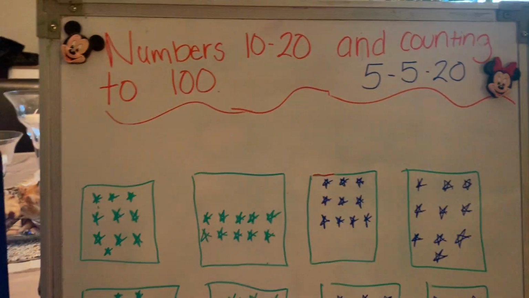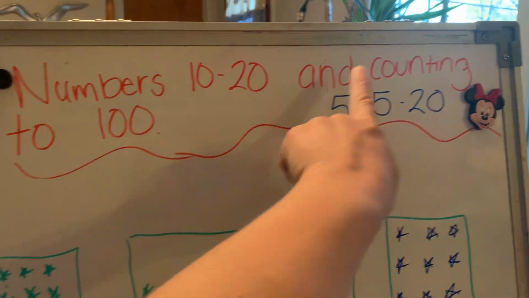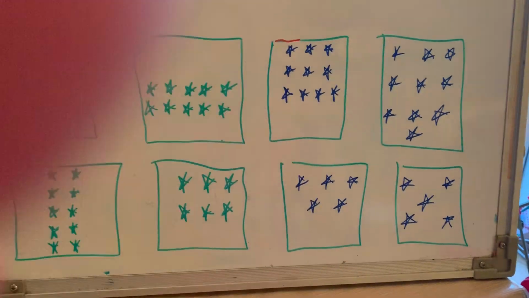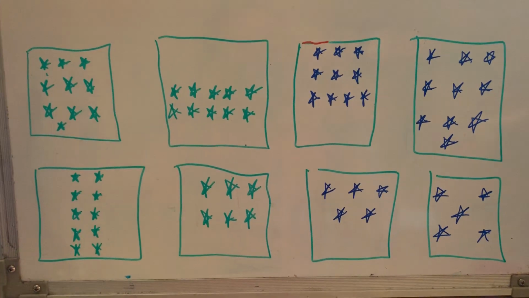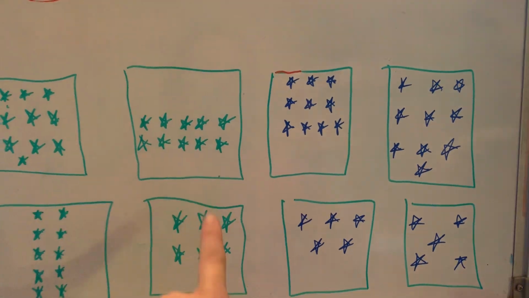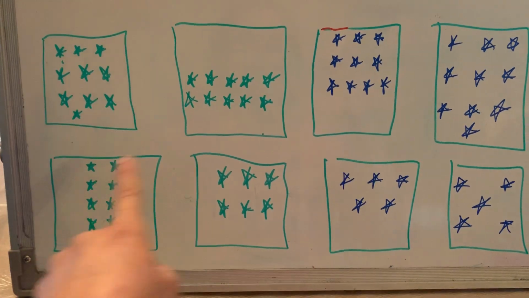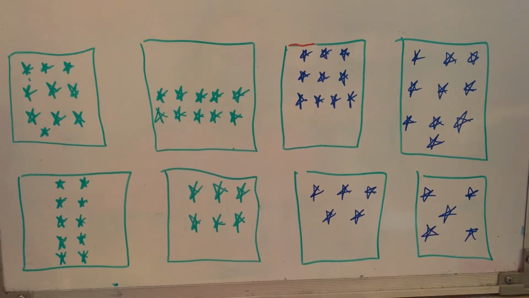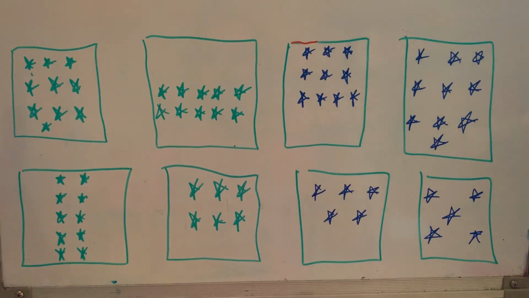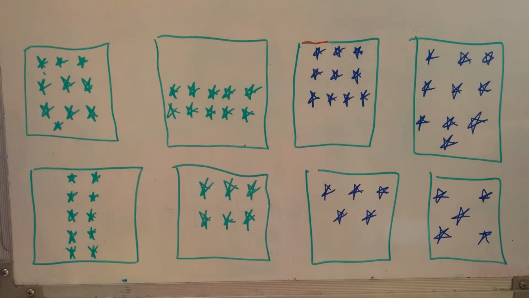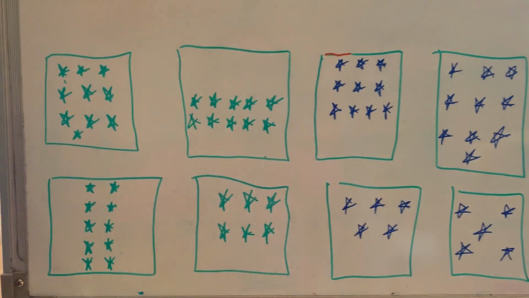All right, guys, we're gonna hop on over to the front of our board. Like I said, we are practicing numbers 10 through 20 and counting to 100. I have a bunch of different groups on my board. What we are going to do is count each of the groups in these squares. We want to figure out how many stars are in each of these squares. So we're going to start by counting this first one. I want you to count along with me as I count the stars, and we need to figure out how many stars are in this first square.